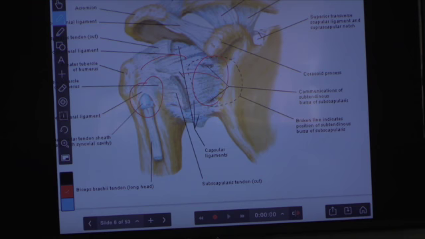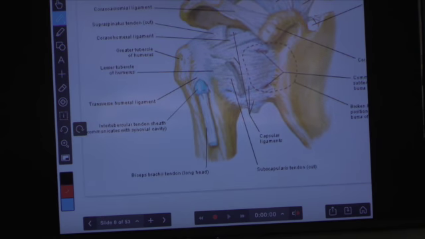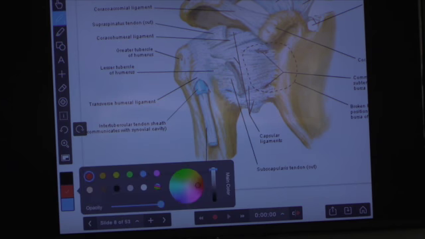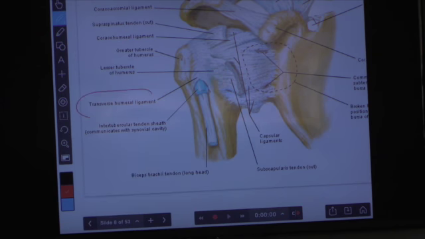The ligament I want you to know on this one that may not be guessable is the transverse ligament. Here it is. This is the transverse ligament. The transverse ligament is here. And what it does, it holds the tendon of the triceps brachii in position. So we call that the transverse ligament. The other ligaments there, you will be okay.